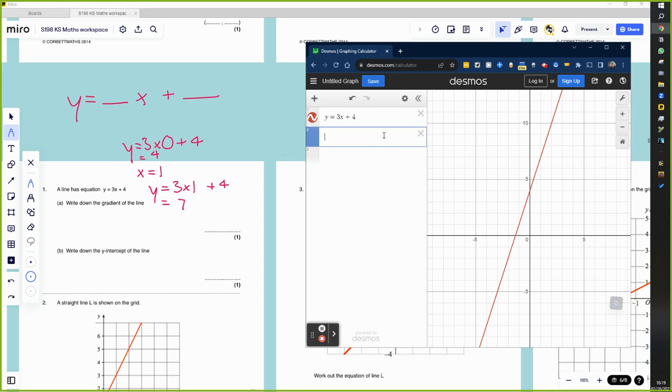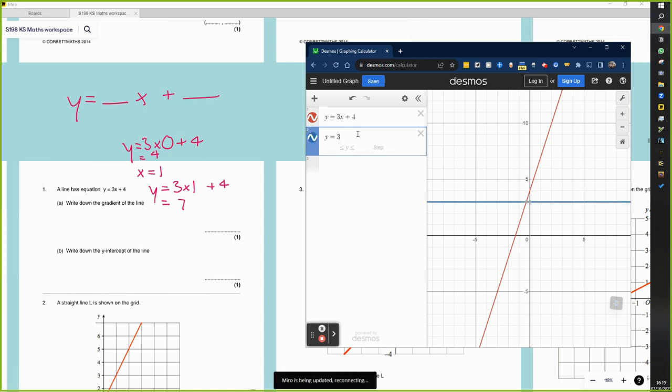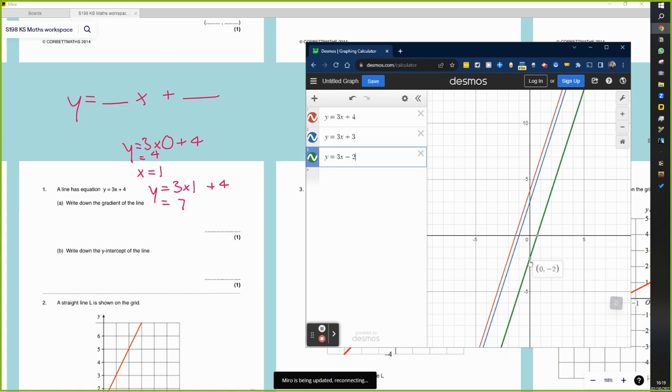So if I change this around, we know now that this number here is where the y-intercept is. So if I went y equals 3x plus 3, it intercepts the y-axis at 3, right? This one intersects it at 4. And of course, what about if I did y equals 3x minus 2, then it intersects it at minus 2.